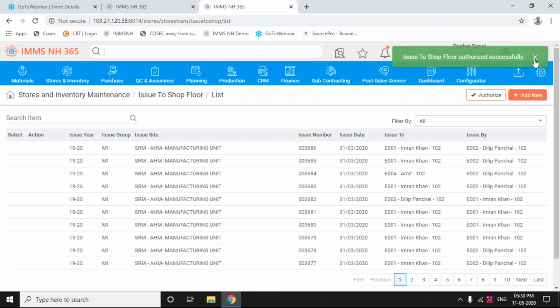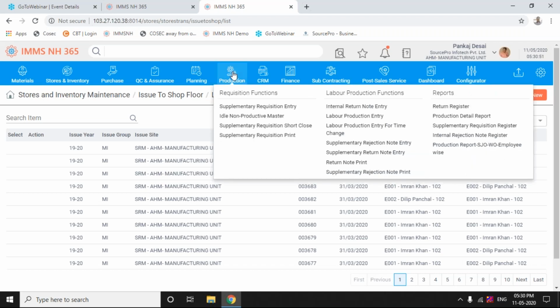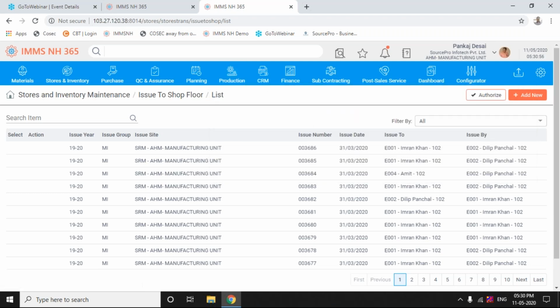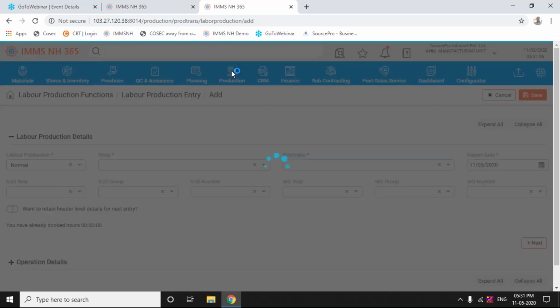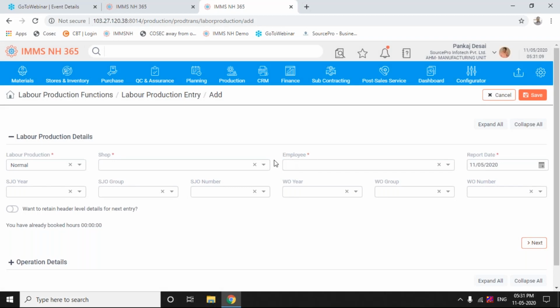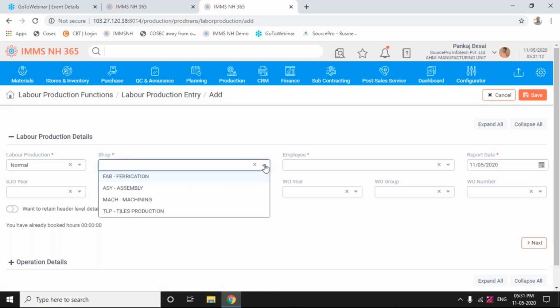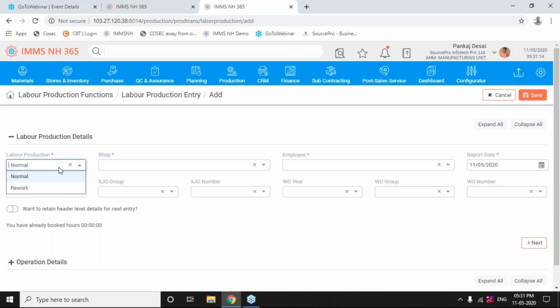So all that you see on the green is the notifications generated as a part of the system. Then let's go to the production module and let's go to the labor production entry. So as you can, first tab, just go here. Yeah. You can book the production for normal as well as rework.